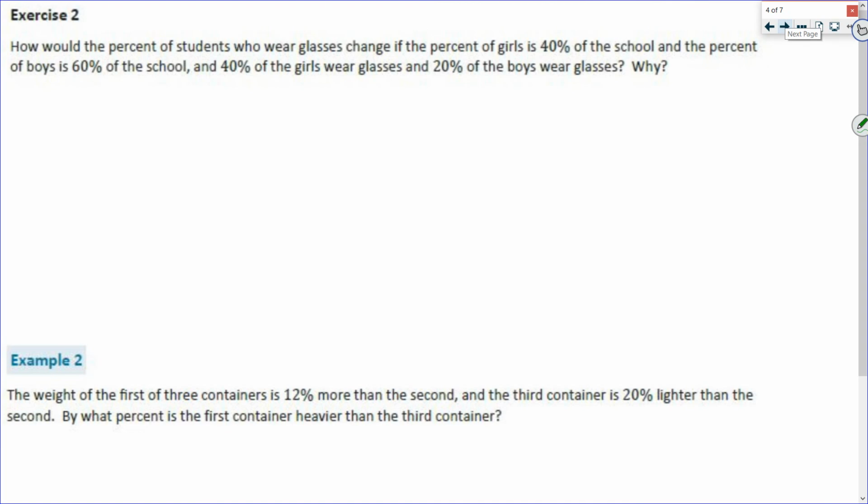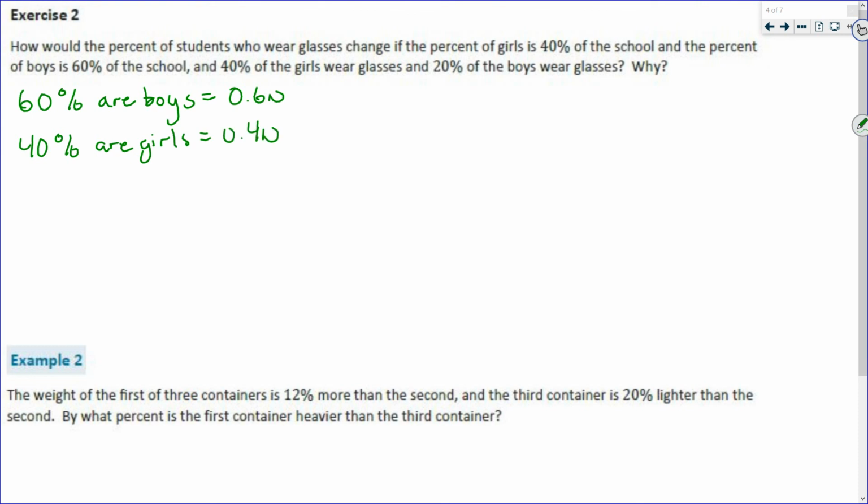All right, so how would the percent of students who wear glasses change if the percent of girls is 40% and the percent of boys is 60%? Normally I would say let's draw a tape diagram, but we really don't need one because the information is still consistent. So we're saying 60% are boys. If I write that as a decimal, it would be 0.6n, and that means 40% are girls, which would be 0.4n.